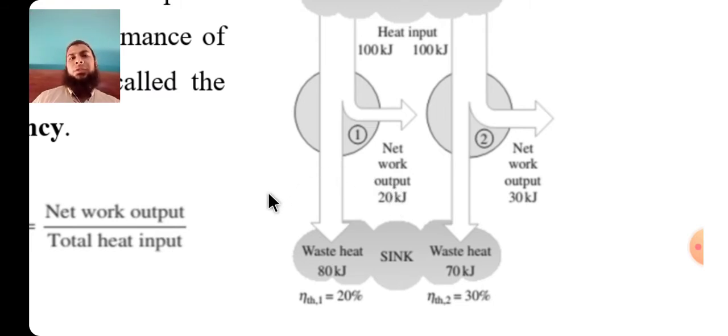By the thermal efficiency formula, we simply divide this 20 kilojoules by the total heat input, that is 100 kilojoules. By dividing this, we get the answer of 20% or 0.2. When we multiply by 100 to get a percentage, we get 20% efficiency. Whereas 80 kilojoules of heat is lost to the heat sink or the environment. It can be along a river, sea, or the environment.